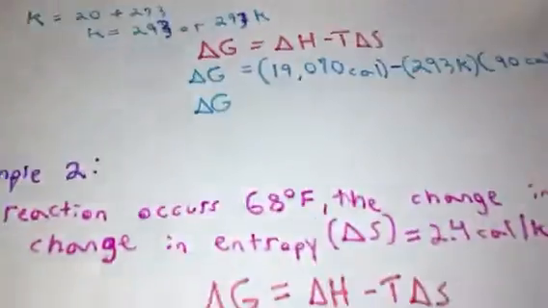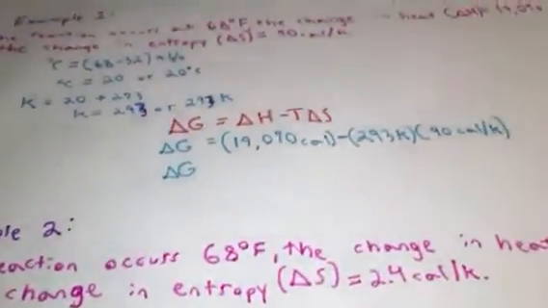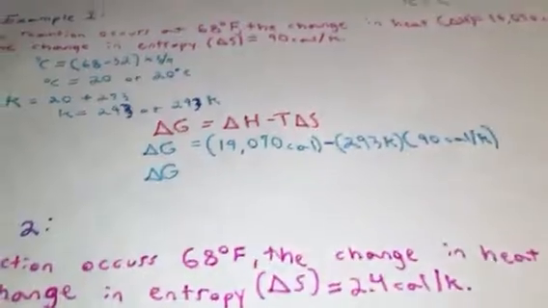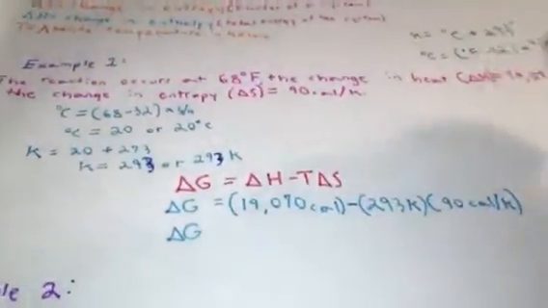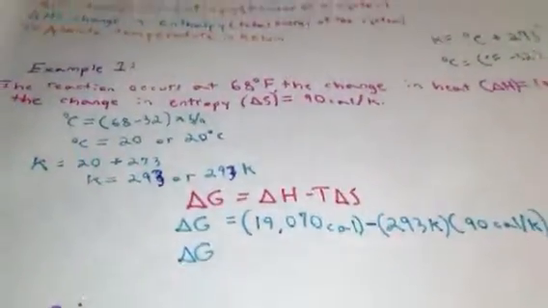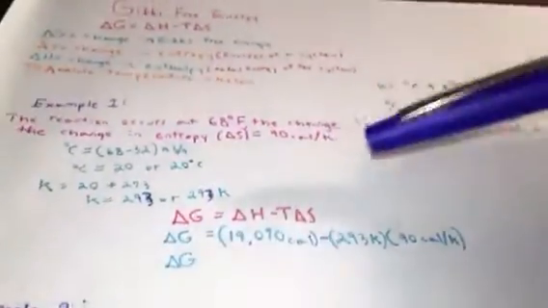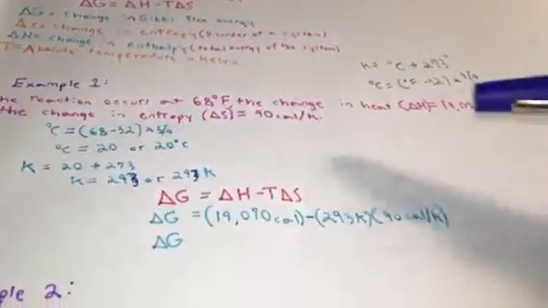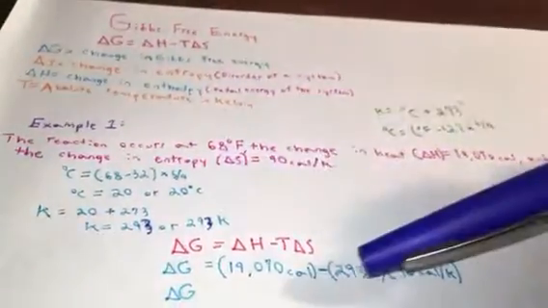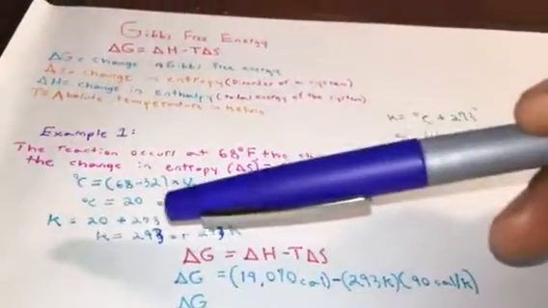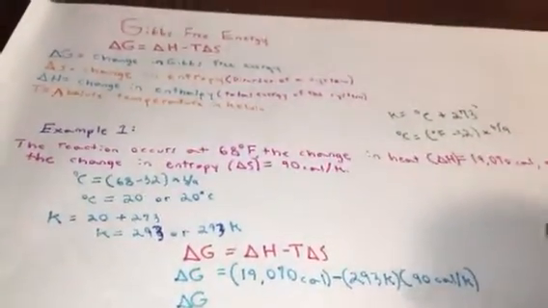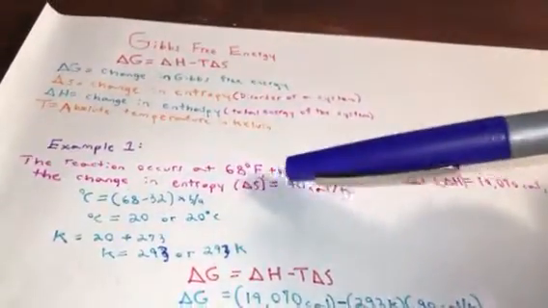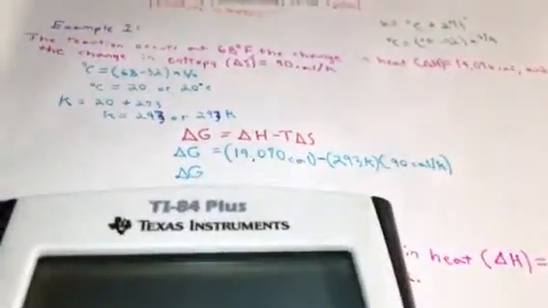I rewrote the equation for you: G equals H minus TS. Then I plugged in the numbers because in the question they gave us everything we needed. We need to know H, and they gave it to us right here. We figured out the Kelvin from this equation, and they gave us S right there. So all we have to do now is calculate the math.